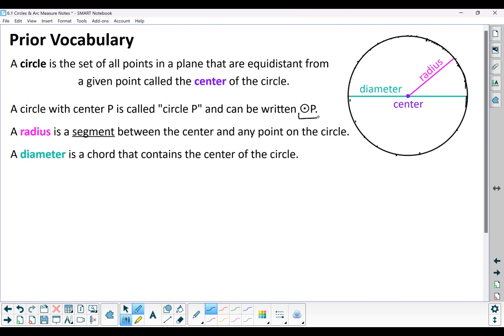You'll sometimes see notation like this. That means circle P. If the center was point P, this would be circle P. So if you see that notation, it just is telling you the circle that has the center at point P. Any segment that is between the center and the edge of the circle is a radius of the circle. And any segment that goes from one side of the circle to the other through the center is called a diameter.